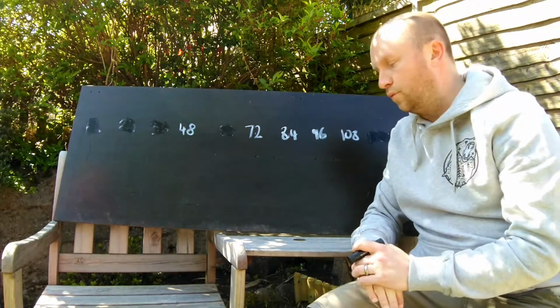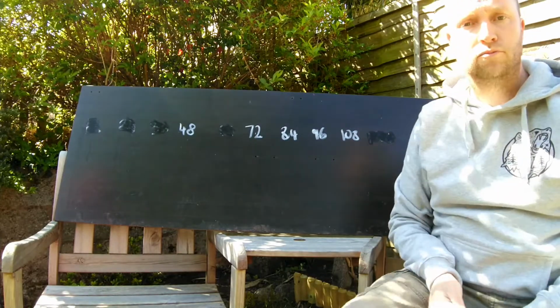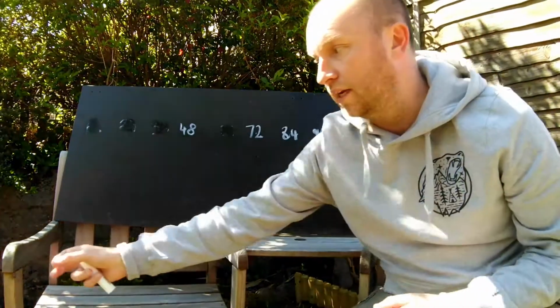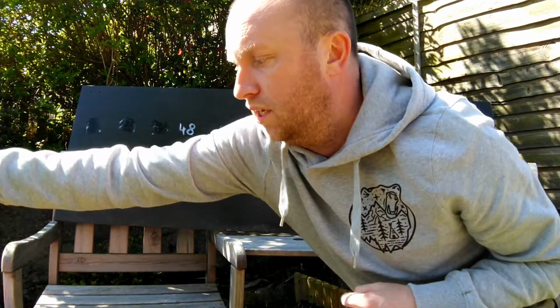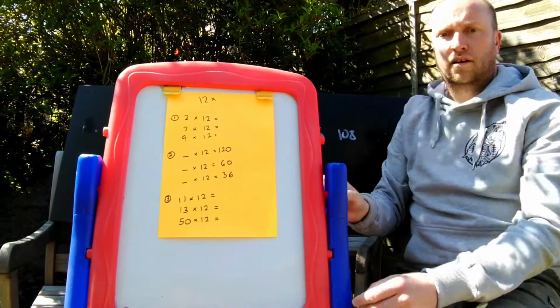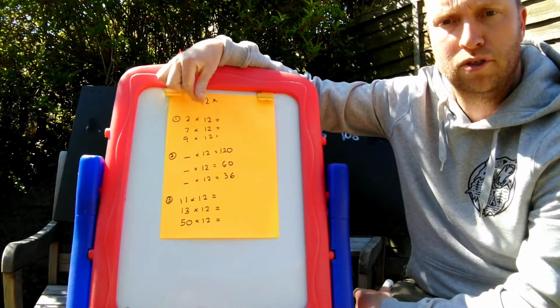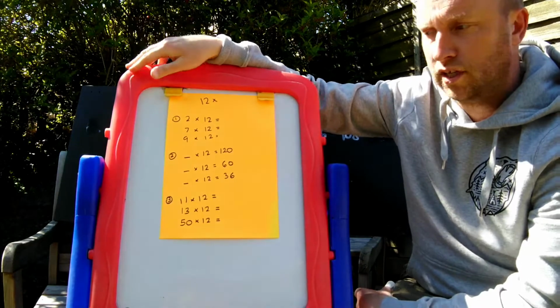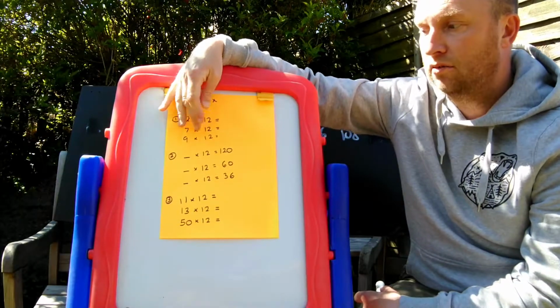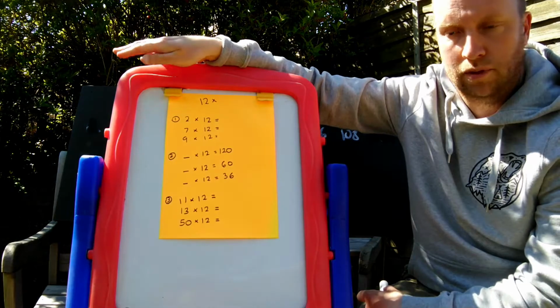Right, once you've had a few goes of that, I just want to bring you on to some chilli options that you could be doing next with your 12 times table. So over here I have got some chilli 1 style questions. So for example, 2 times 12, think about what we've just done, 7 times 12, and 9 times 12. Go through the answers in a moment.